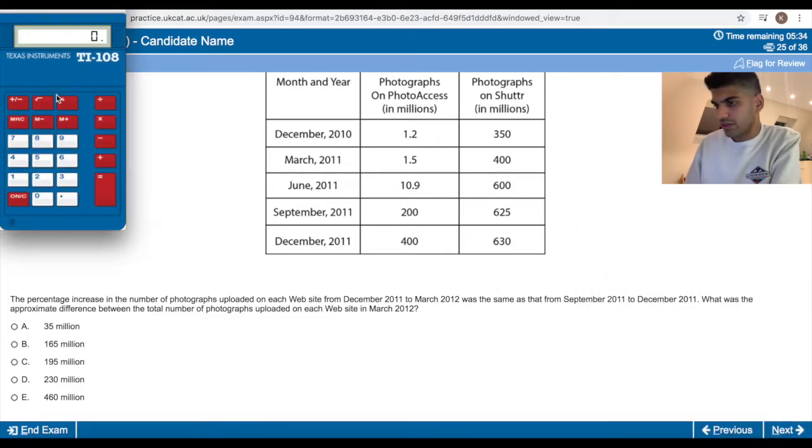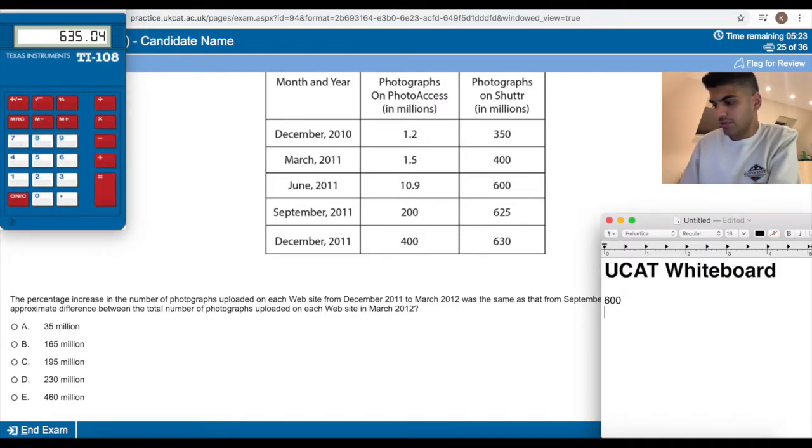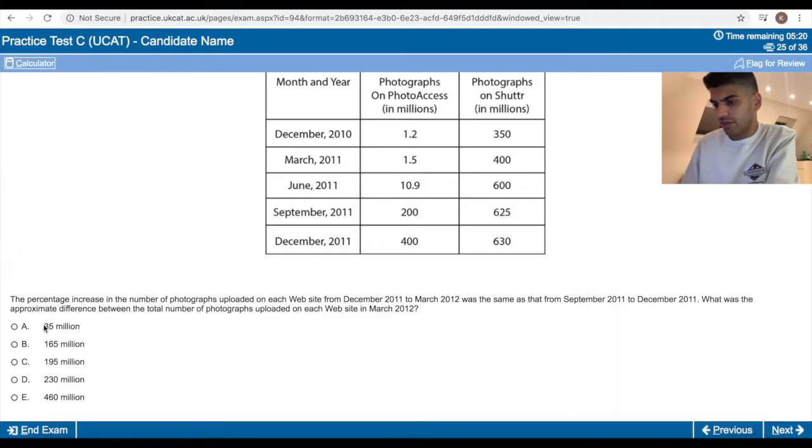65 to 630. So what's 630 divided by 625? Times 630 again, which equals 635. So it's just 35, isn't it?